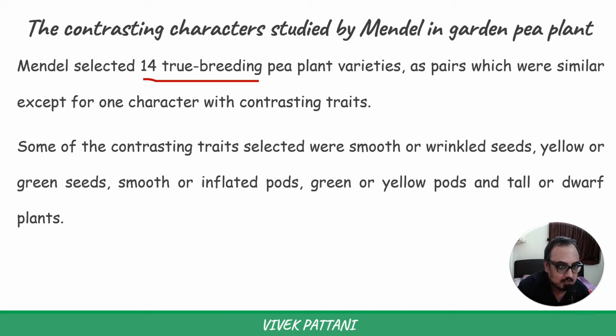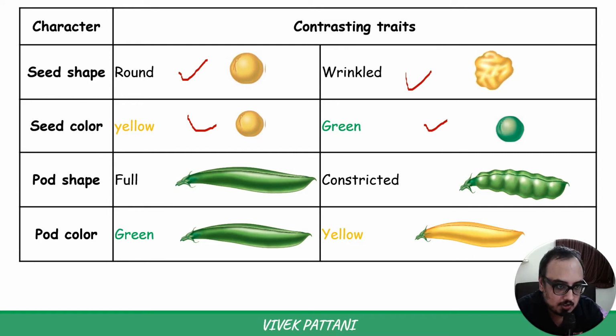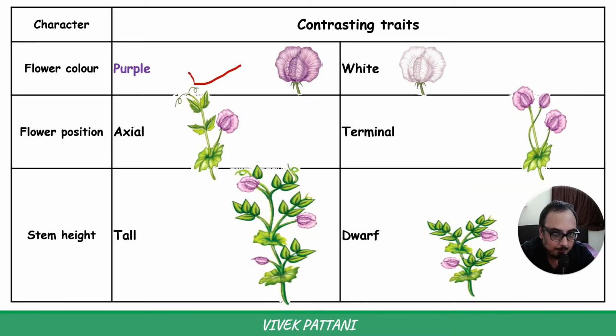Some of the contrasting traits selected were smooth or wrinkled seeds, yellow or green seeds, smooth or inflated pods, green or yellow pods, tall or dwarf plants. These are the examples of the contrasting traits used by Mendel. Seed shape: round, wrinkled. Seed color: yellow, green. Pod shape: full, constricted. Pod color: green, yellow. Flower color: purple, white. Flower position: axial, terminal. Stem height: tall and dwarf.